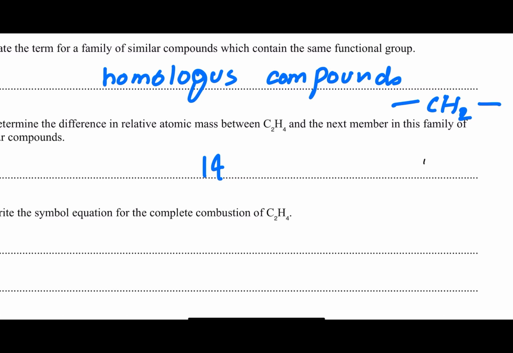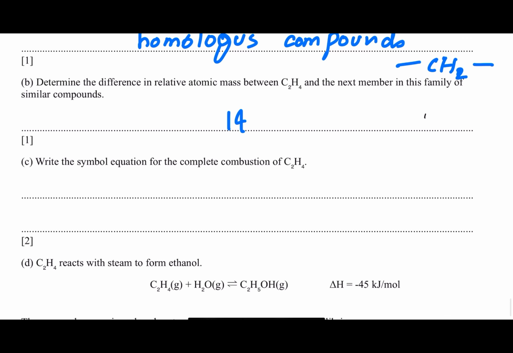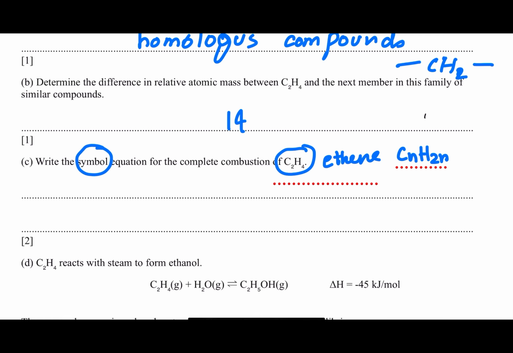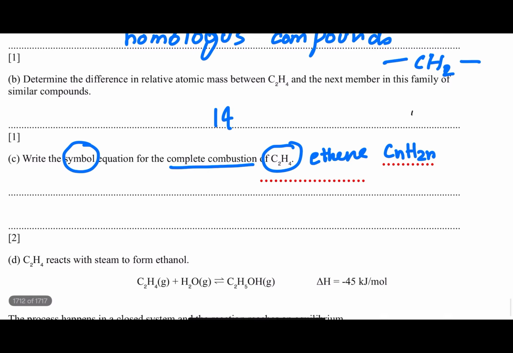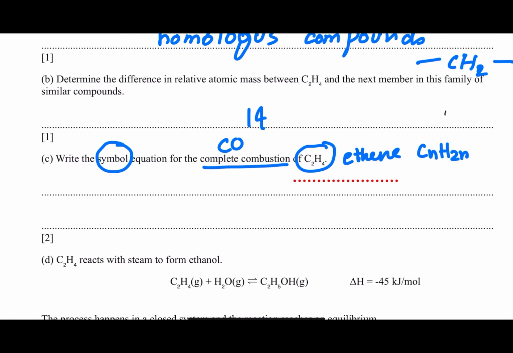Okay, so the next question says, write the simple equation for the complete combustion of C2H4, which is ethene. You should know that this one's ethene. C2H4, general formula is CnH2n, which means it is an alkene, and since it has two carbons, it's obviously going to be ethene. A simple equation means that you cannot write carbon dioxide, you have to write CO2, you cannot write water, you have to write H2O. Complete combustion means that you cannot form carbon monoxide, you have to form carbon dioxide.